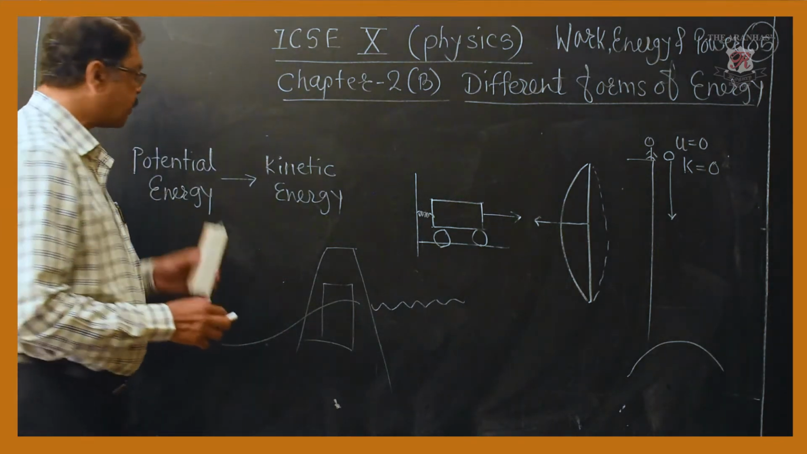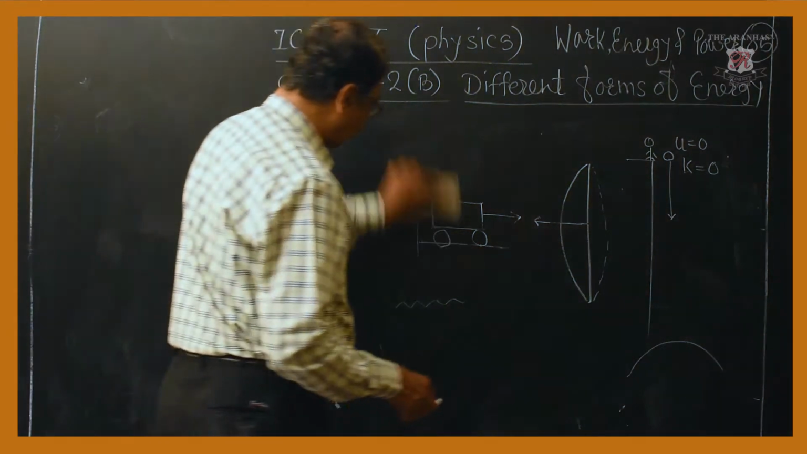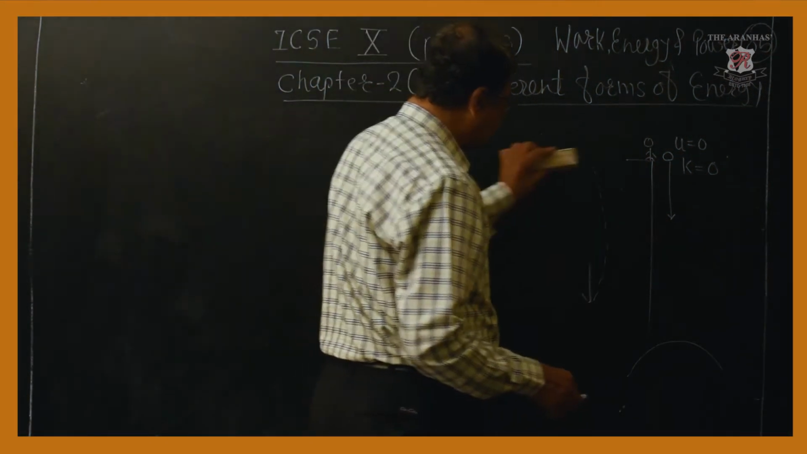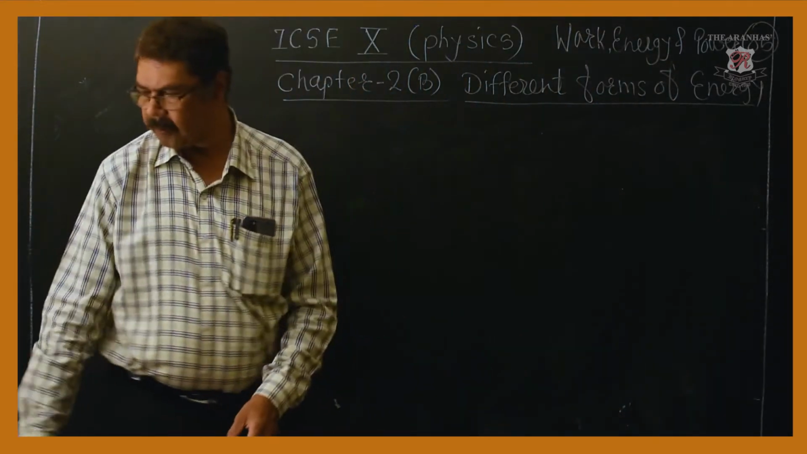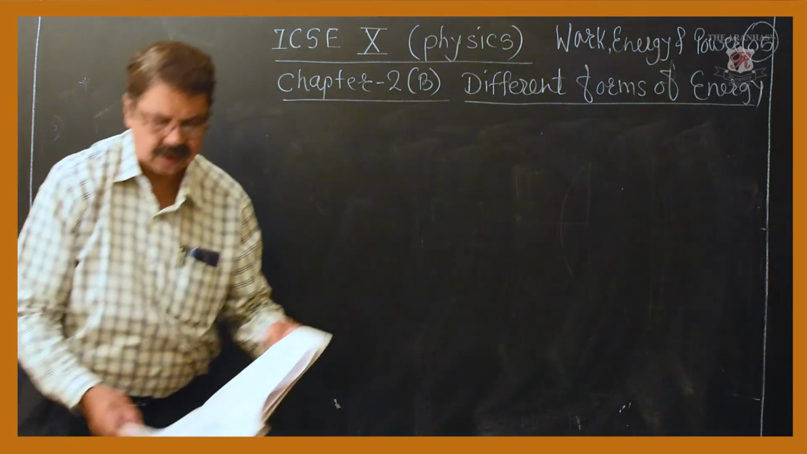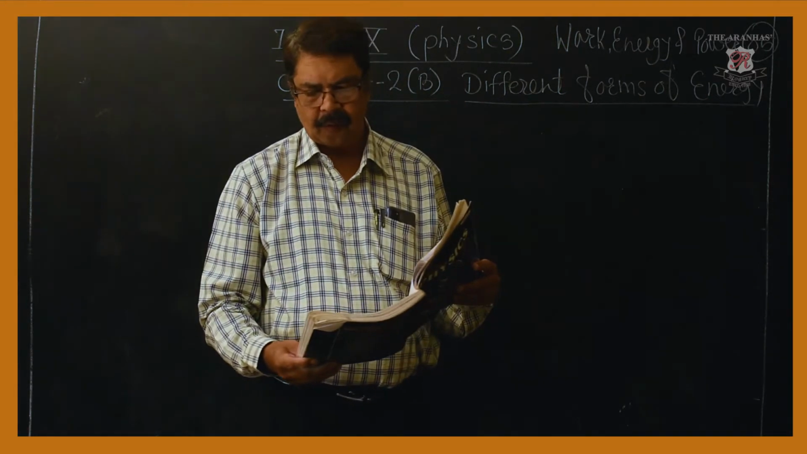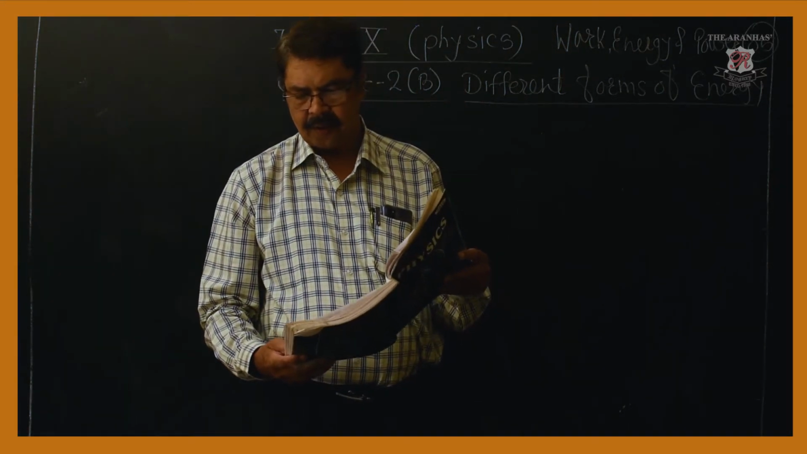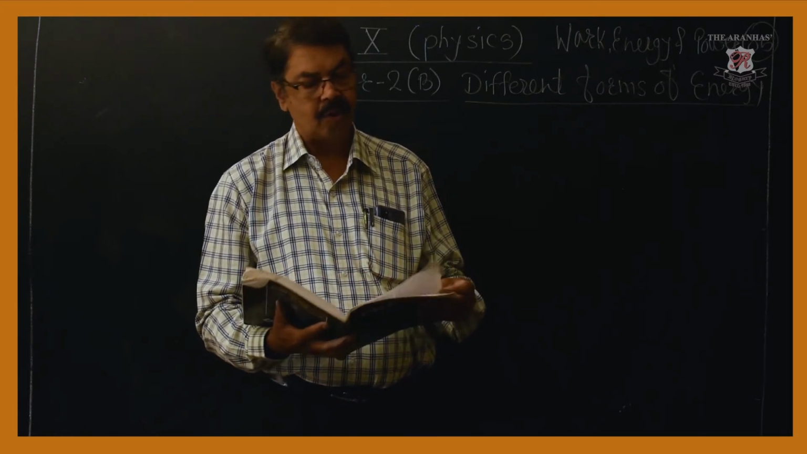Now different types of energies are given. I am just going to refer to the book for this. If needed, I will explain it in short. Otherwise, it's a theoretical part. Even if you read, then you will easily understand. Page number 33, different forms of energy. They are given 12 forms of energy and described in short.